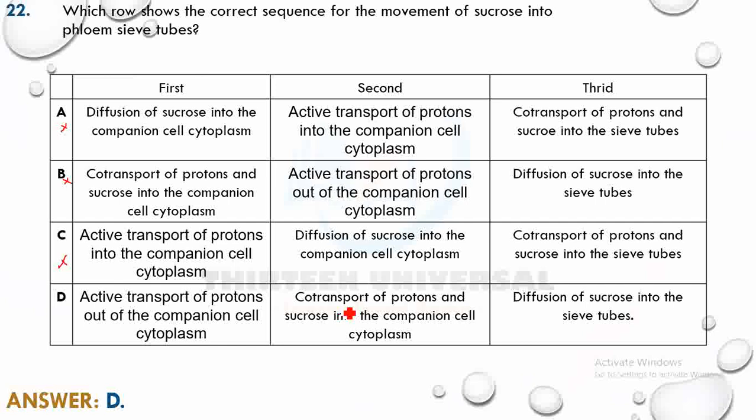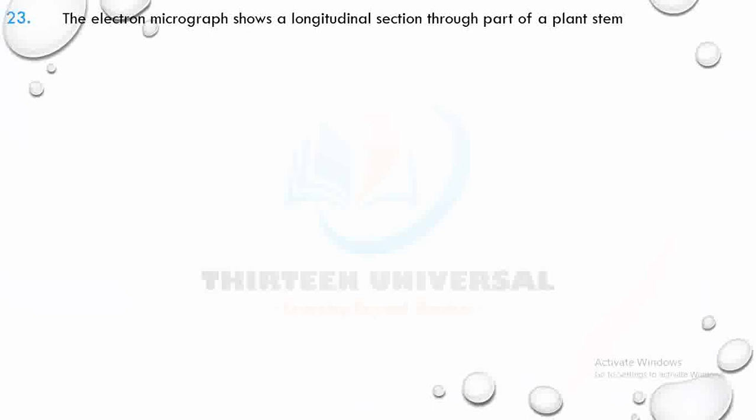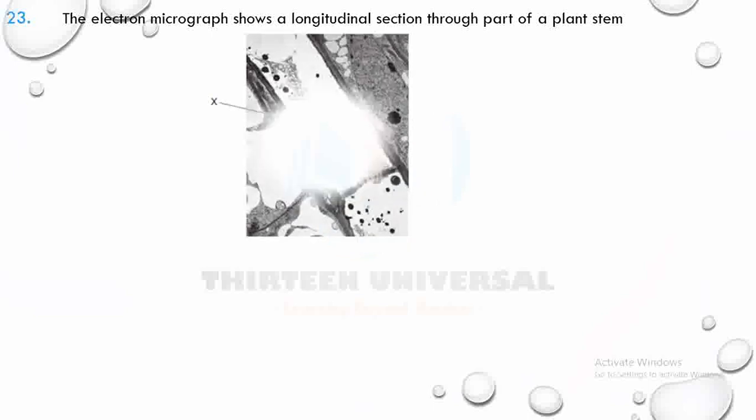And then we have co-transport of protons. Then we have diffusion. We have done this in the previous questions. Check them out. So this is the sequence, guys. Let's run. The electron micrograph shows a longitudinal section through a part of a plant stem, guys.